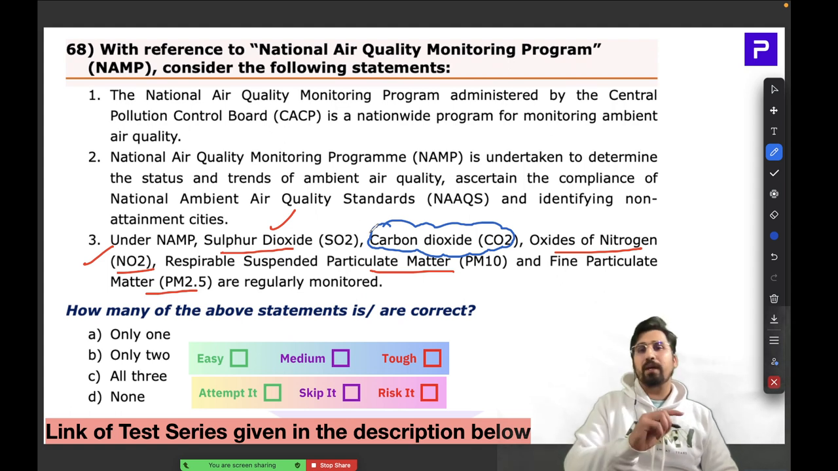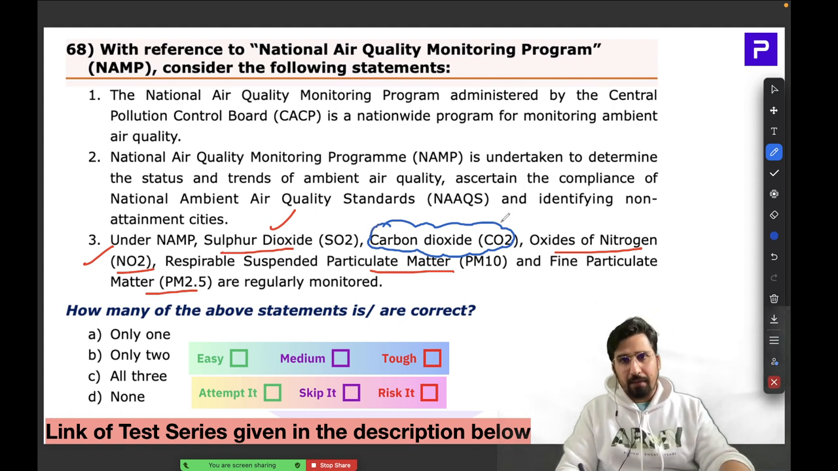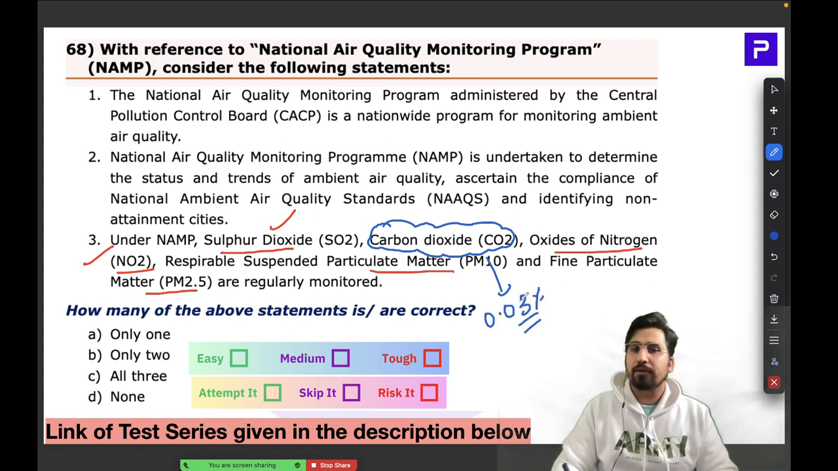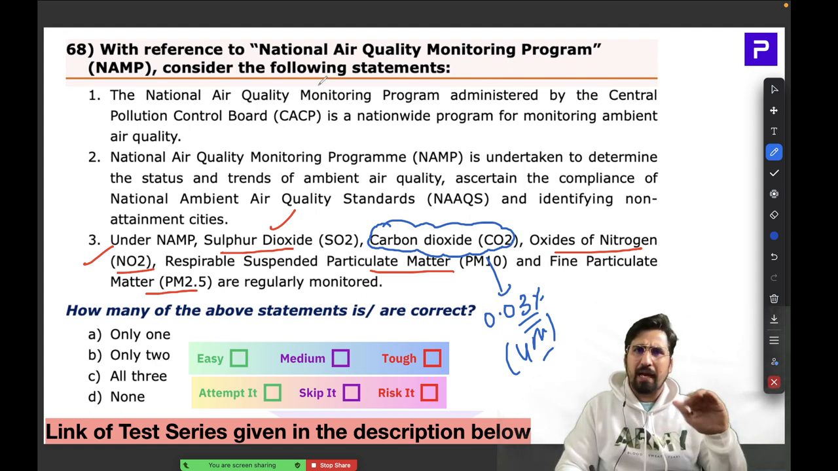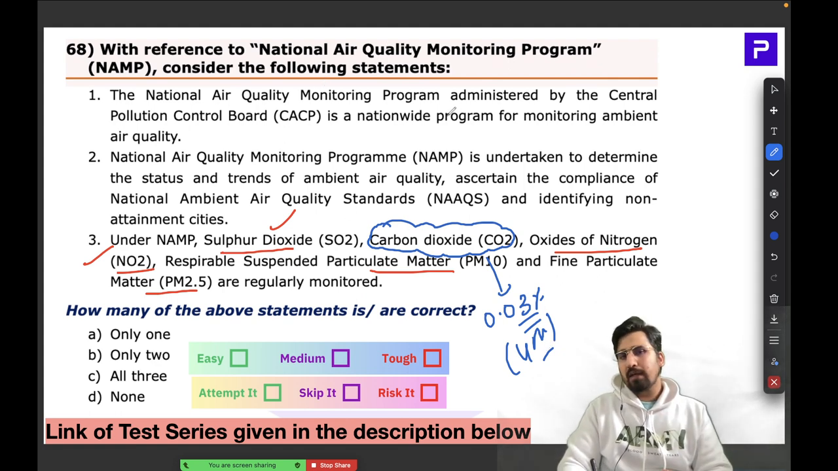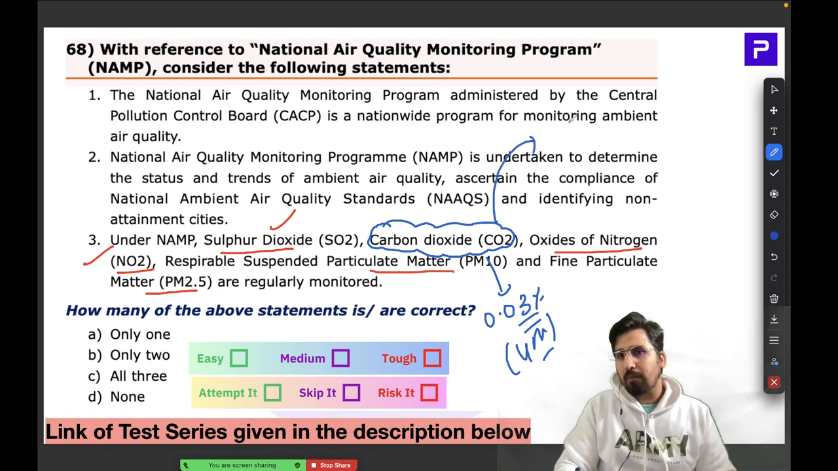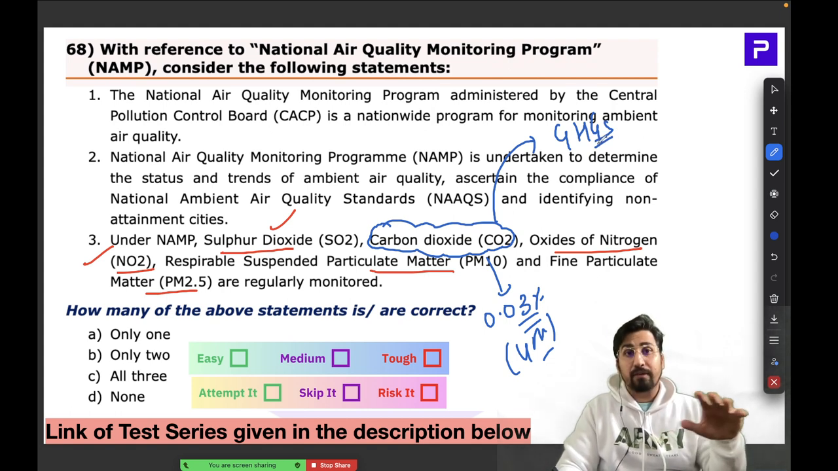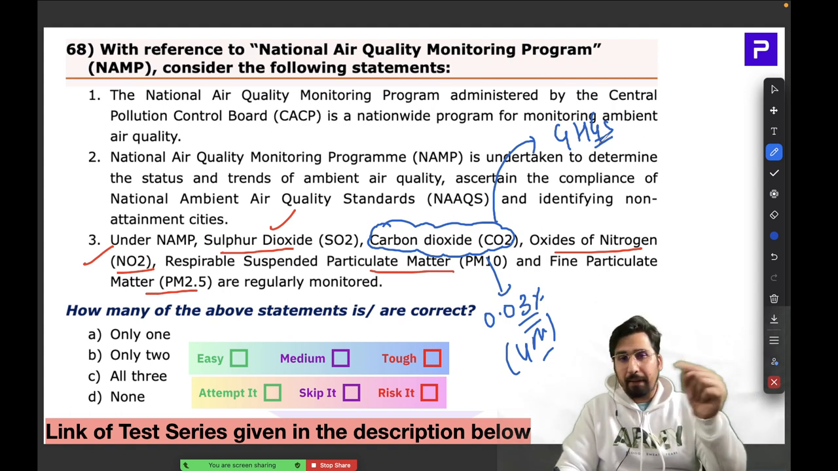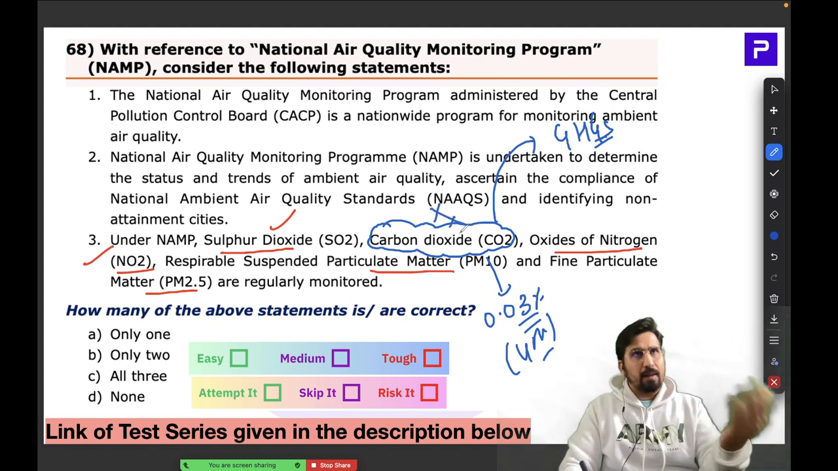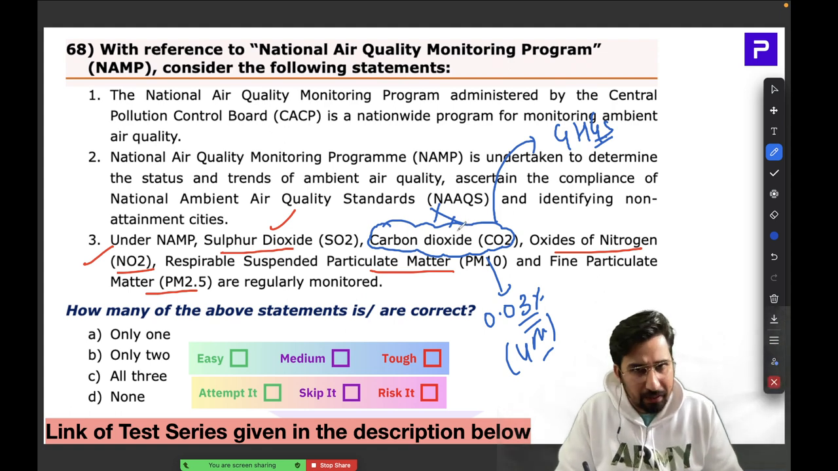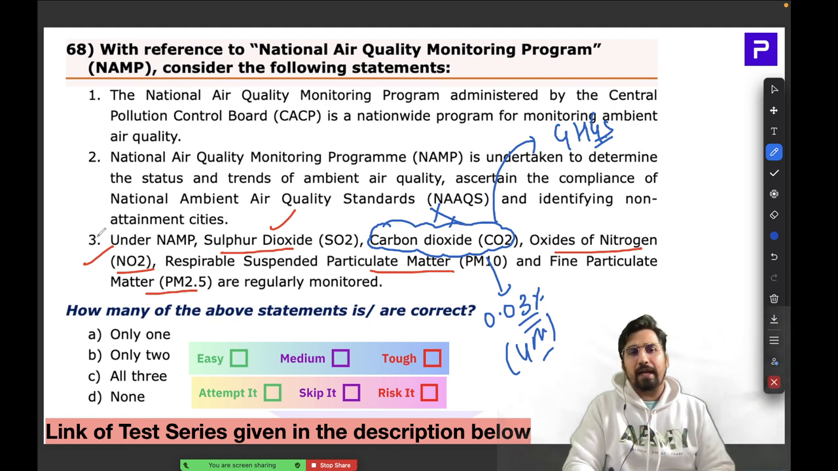It is not an air pollutant, guys. Carbon dioxide, because naturally also you have 0.03% of carbon dioxide. It is the fourth largest gas that we have. Can it be air pollution? It is not air pollution. Carbon dioxide is more of a problem as a greenhouse gas. It does not have a problem in terms of pollution, guys. So carbon dioxide should not be monitored as a pollutant, because naturally also it occurs. And something which is already there in nature cannot be a polluting element, right? So going by that logic, at least I can eliminate it.